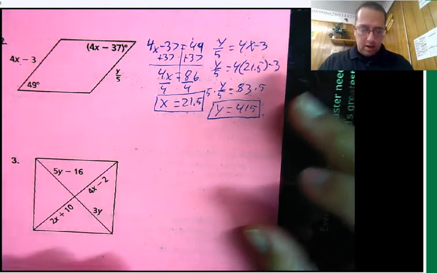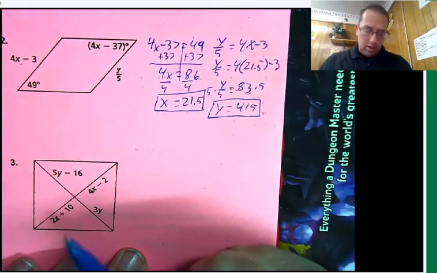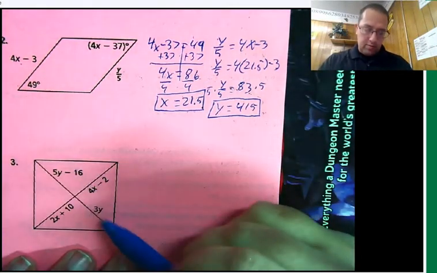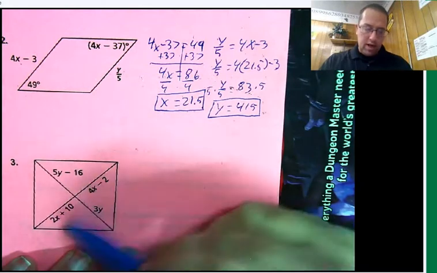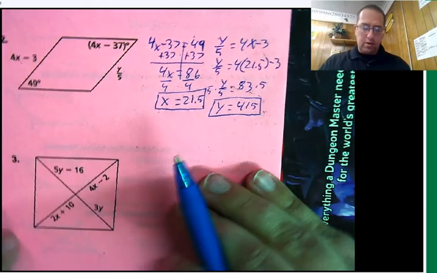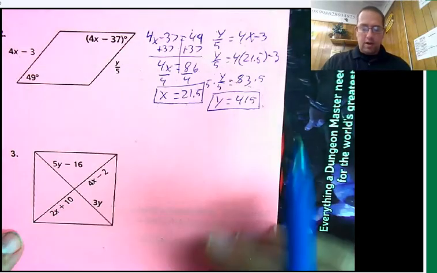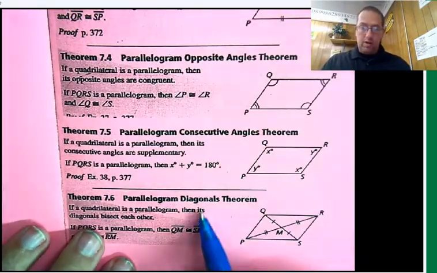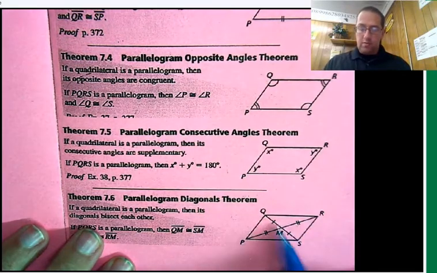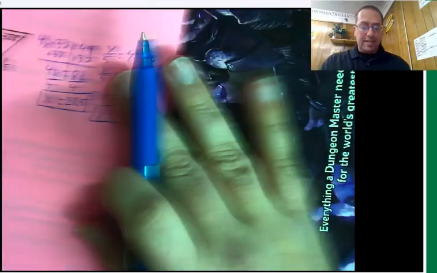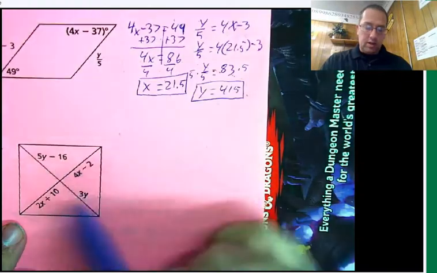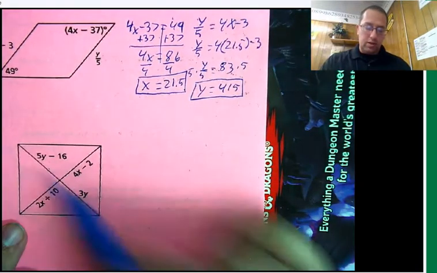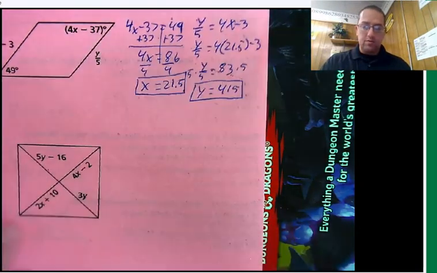Okay, let's take a look at number 3. Let's see, we have some x's, we have some stuff with y's. They're on diagonals. That's different. These were sides and angles. Here we have diagonals. Is that okay? Can we do stuff with that? Sure. Remember, diagonals theorem, the diagonals are going to bisect each other. So this diagonal cuts that one in half, so that means these two are congruent. And this diagonal cuts that one in half, so these two are congruent.